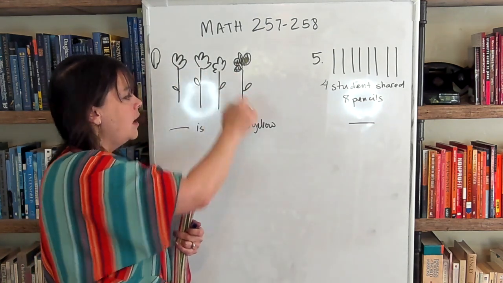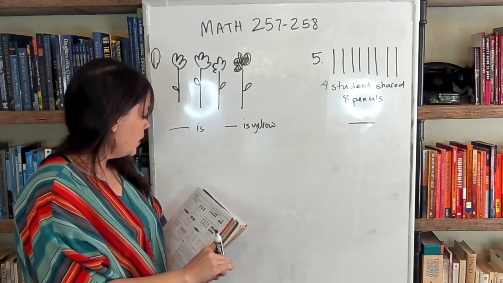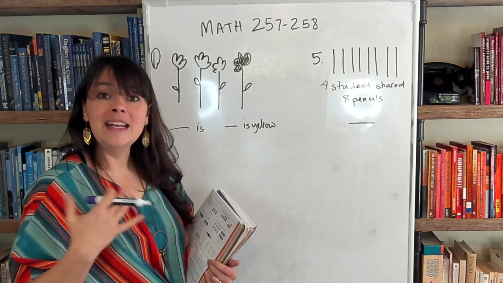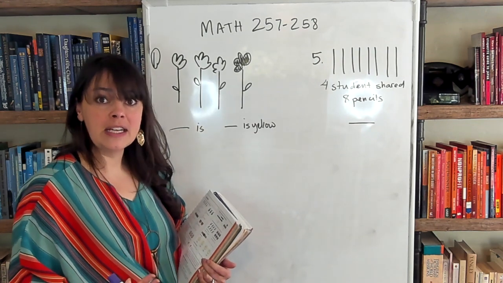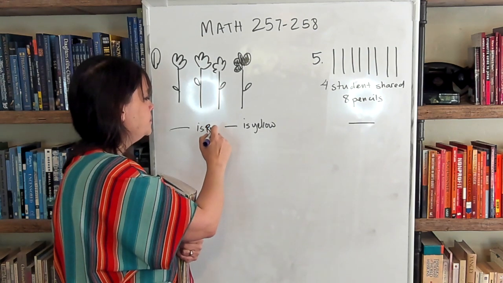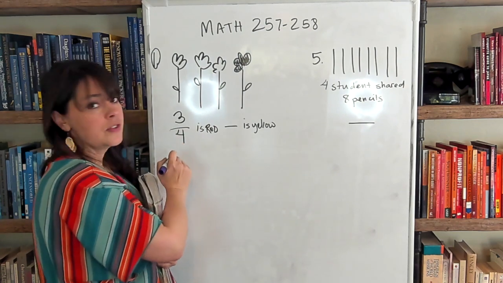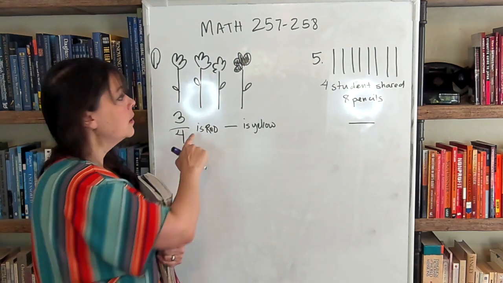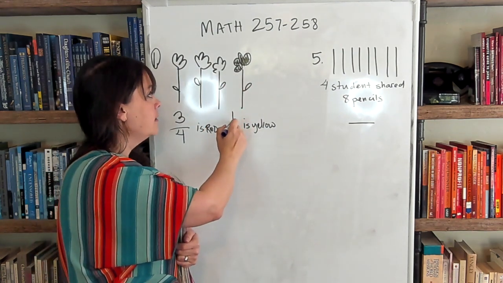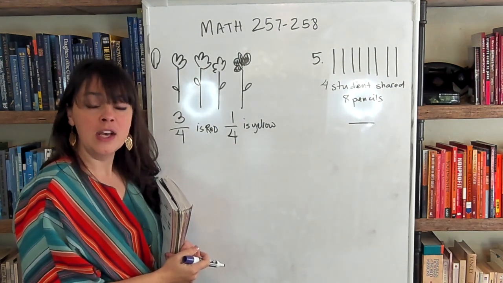This is a set of 4 flowers, all right? Now in your book, there are 3 red flowers and 1 yellow flower. If you were going to name those parts of a set with a fraction, how many flowers are red? Red. 1, 2, 3 of the 4 flowers are red. 3/4 is red. Now, how many of the 4 flowers are yellow? 1. 1 of the 4. 1/4 is yellow.